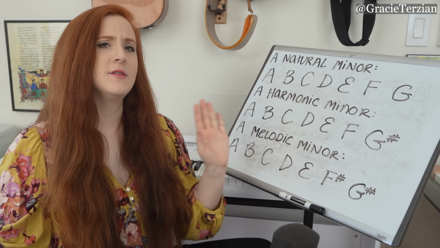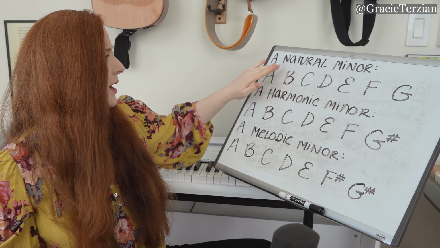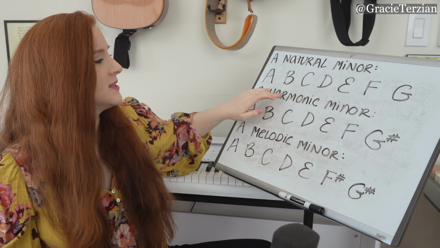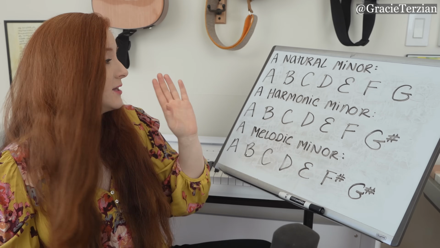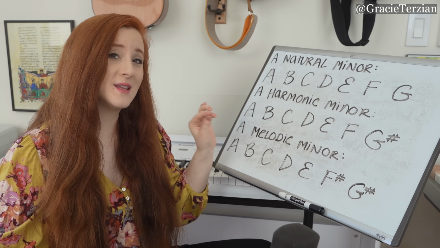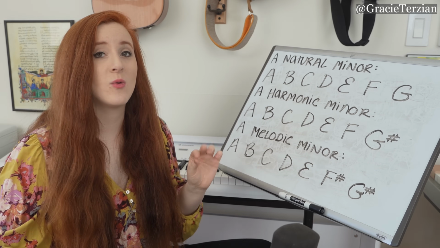But basically, the only difference between the natural minor and the harmonic minor scale is that the harmonic minor scale has a raised seventh degree, okay? And so what does that mean? That means that the seventh note in the scale is raised by 1/2 step.